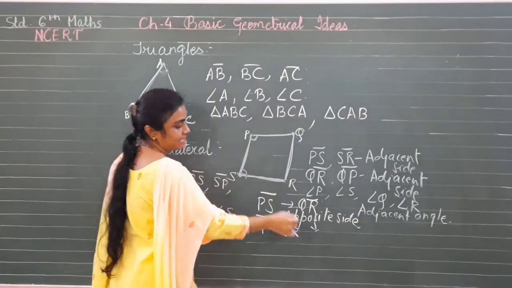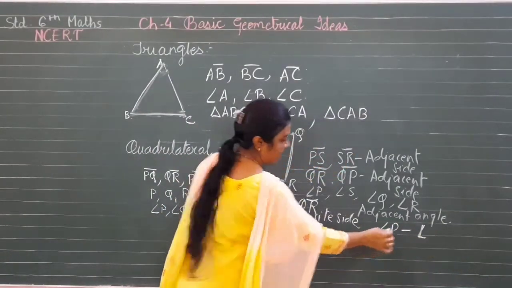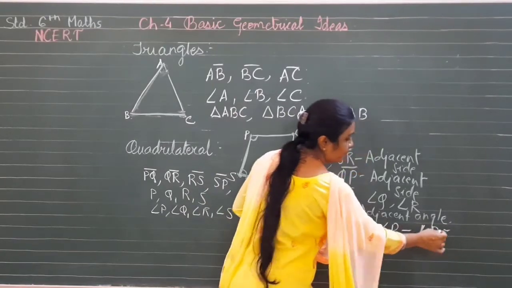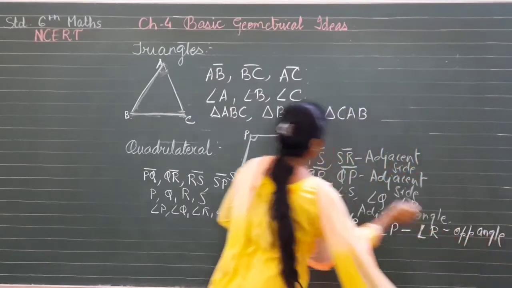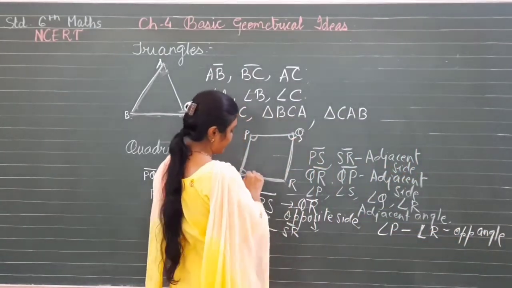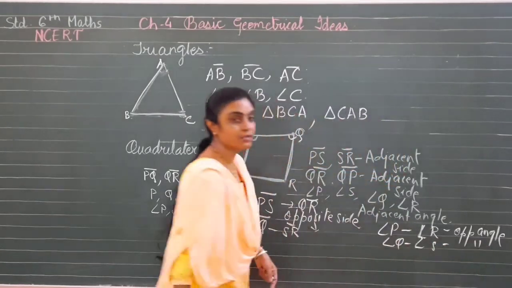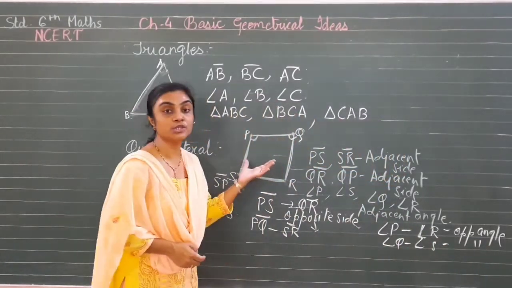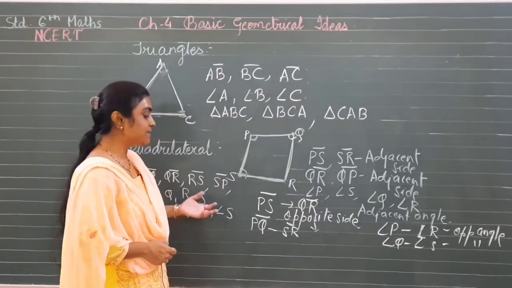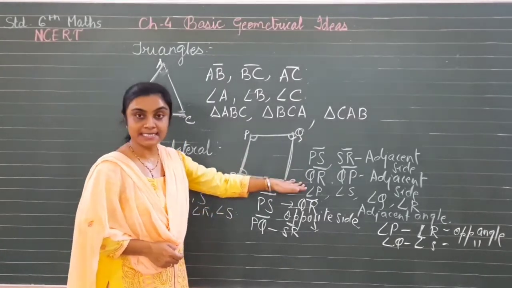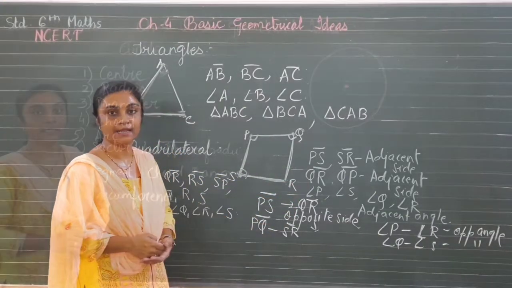Opposite angle of P is angle R. These are opposite angles. In the same way, opposite of angle Q is angle S. So this is also an opposite angle. So this was about quadrilateral. In quadrilateral we have the line segments, vertices, adjacent sides, adjacent angles, opposite sides and opposite angles.